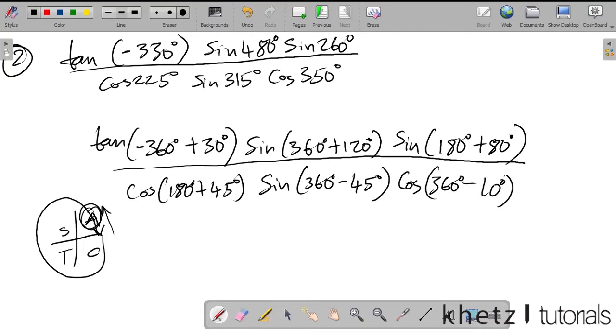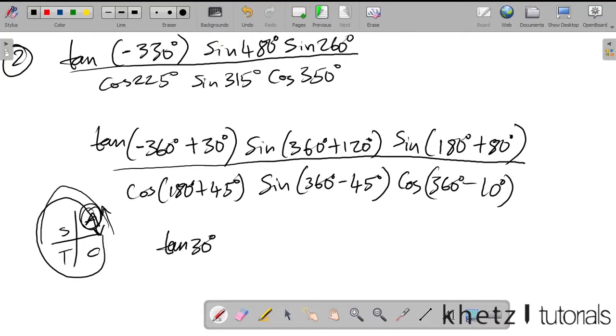all of your trig functions are basically positive. So the result of that would lead us to tan of only 30 because it's positive in that first quadrant. And if you look at 360 degrees, that is for your next one, which is your sine.